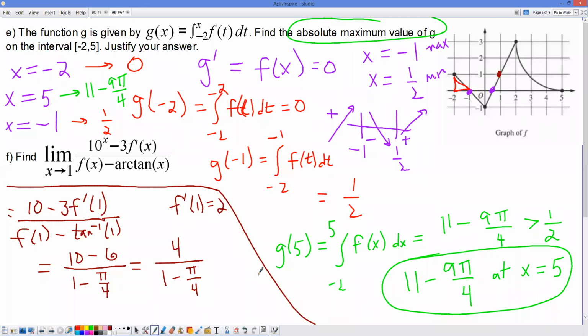Melinda, no, you don't have to redo the work for finding g of 5 from part E. Just state what it is, and you could write that we got it from part C.